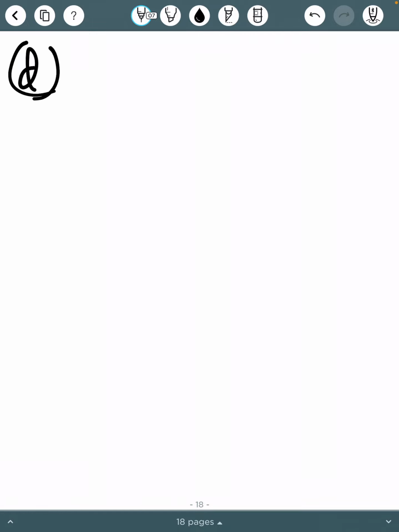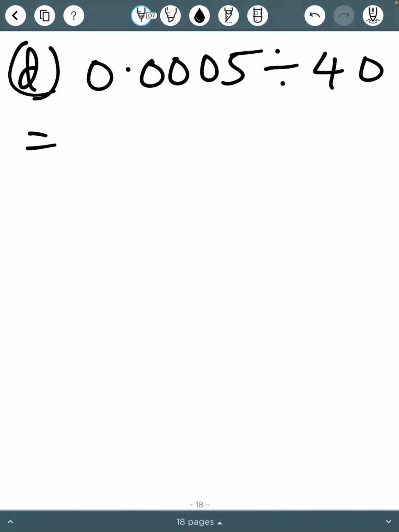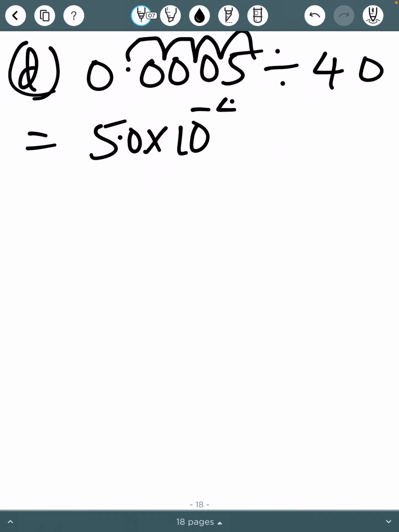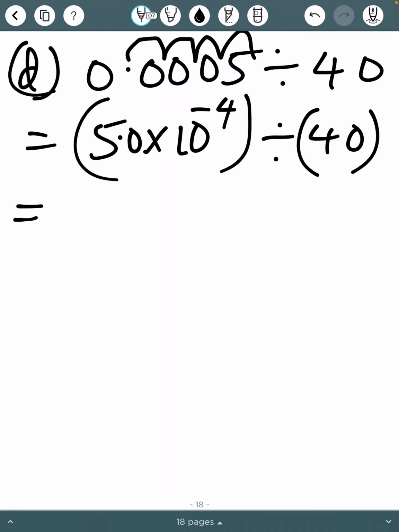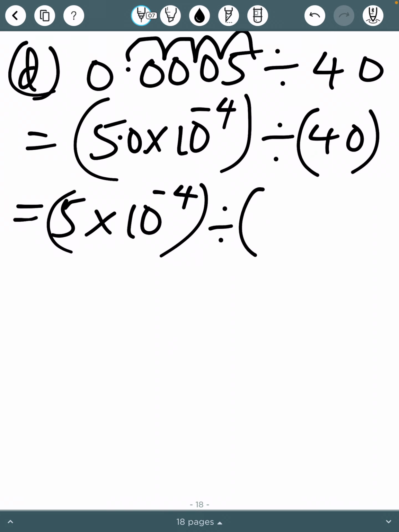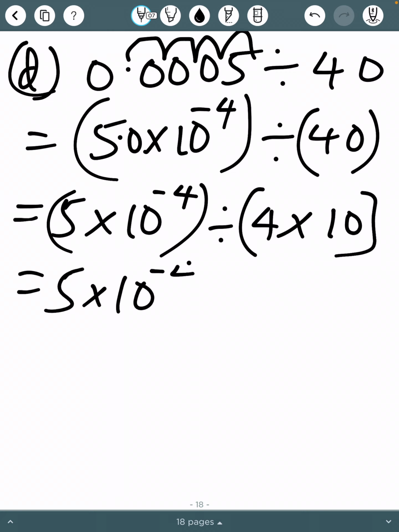Question 3D says 0.0005 divided by 40. 0.0005 is the same thing as 5.0 times 10 raised to the power minus 4, divided by 40. So that is the same as 5 times 10 raised to the power minus 4 divided by 4 times 10, because 40 is 4 times 10.